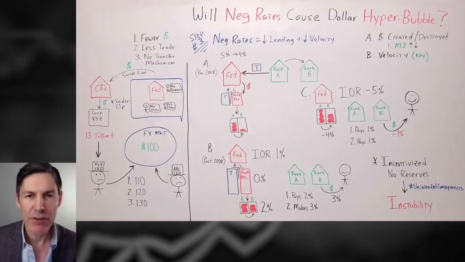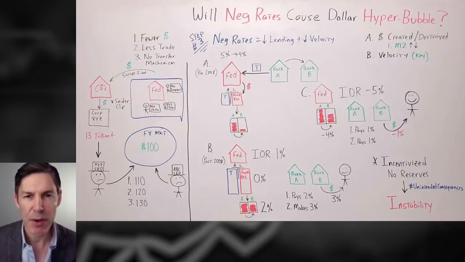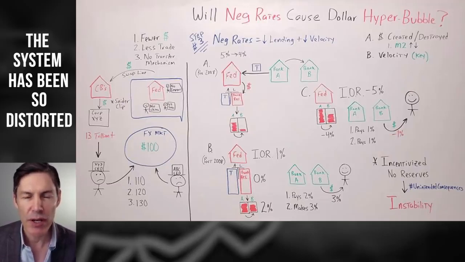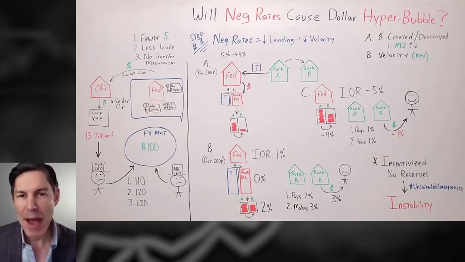What it boils down to is even if the banks were able to charge the customers for their deposits, because the system has been so distorted, there'd be a lot less lending moving forward. And a lot less lending means a lot less money supply, which equals fewer dollars. But let's not forget the massive unintended consequences the Fed creates if they were to take interest rates into negative territory for a long period of time.